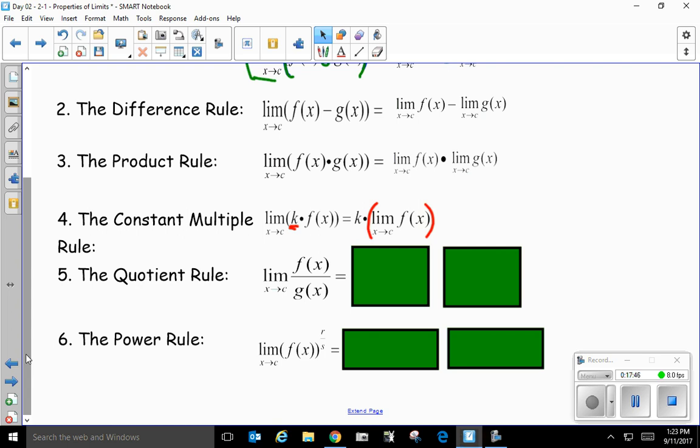What do you think we're going to do with the next one? It's the quotient rule. I'm going to take the limit of the top and divide it by the limit of the bottom, and that's exactly what we're going to do here. The limit of the numerator over the limit of the denominator. So much easier, children. So much easier.